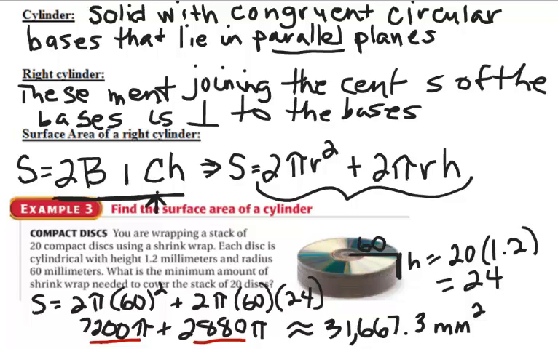Now we can add the two numbers together to get the amount in terms of pi, which would be 10,080 pi. But if you plug it all into your calculator, 7,200 times pi plus 2,880 times pi, you're going to get approximately 31,667.3 millimeters squared. And that's the surface area of that stack.